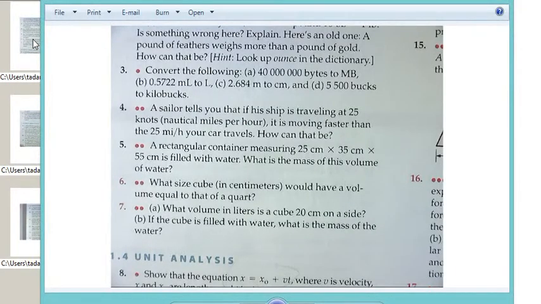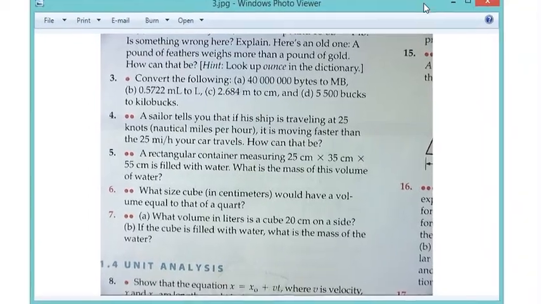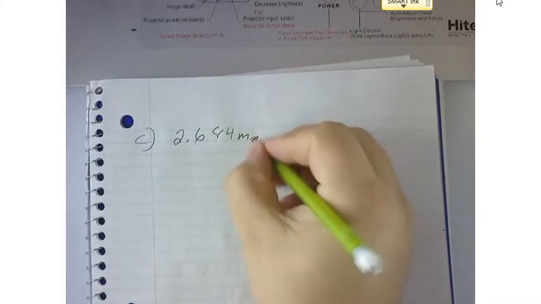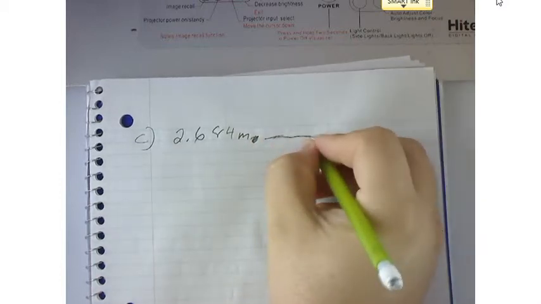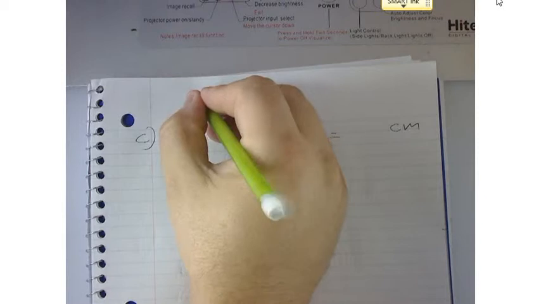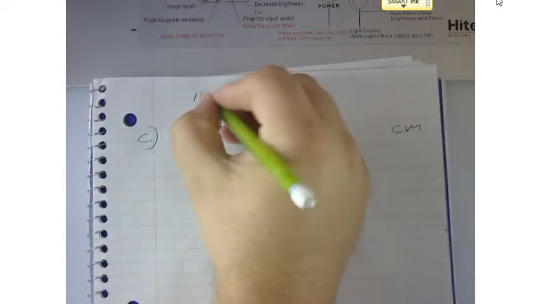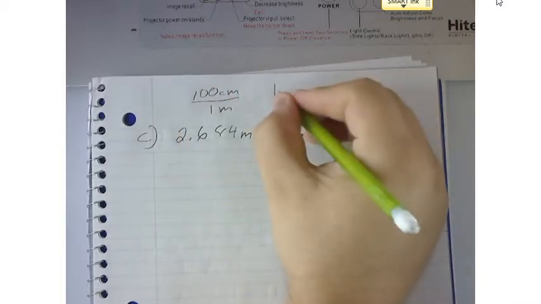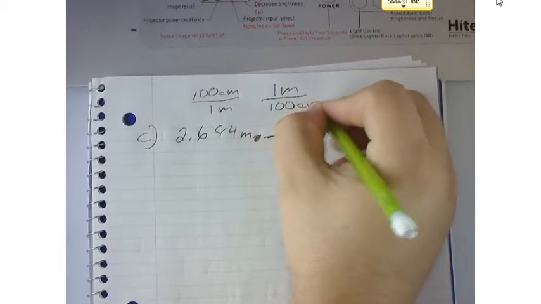All right, let's go to the next one. So let's look at part C of this one problem. Part C of number 3 says that we want to convert 2.684 meters to centimeters. Okay, I think we can do that. Let's try it. So I have 2.684 meters times some sort of conversion ratio, and we want the final answer in centimeters, right? So how many centimeters are in a meter? 100. So I could write it as 100 centimeters over 1 meter, or I could write it as 1 meter over 100 centimeters. Which one would we choose?